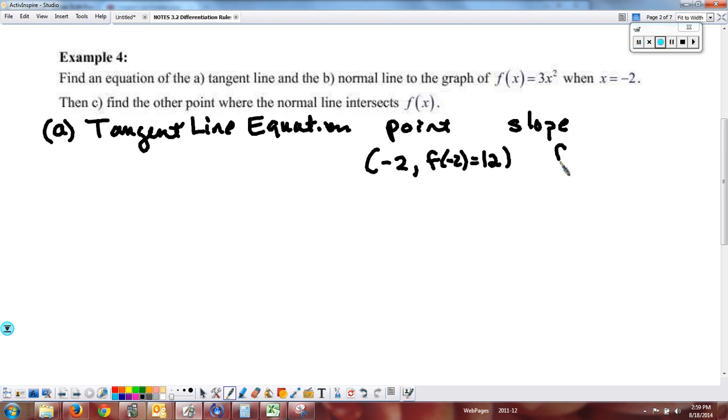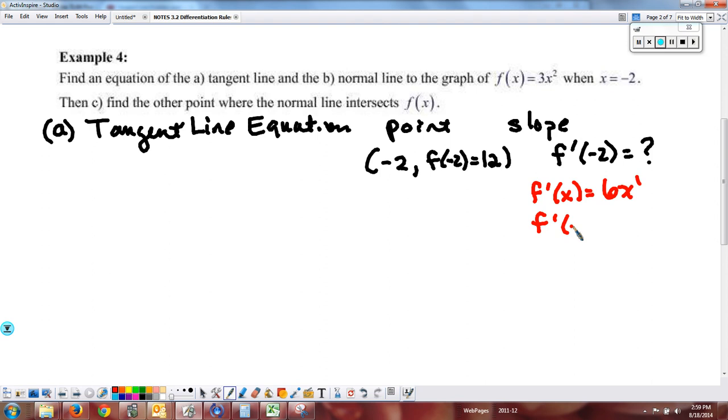Our slope, we find the slope of the tangent line by doing the derivative at negative 2. Now that's going to require a little bit more work. So let's come over here and do the work. Hey, less work than it used to be because I can use the shortcut rule. The derivative at any point x: multiply 6x, subtract 1 from the exponent, to the first.